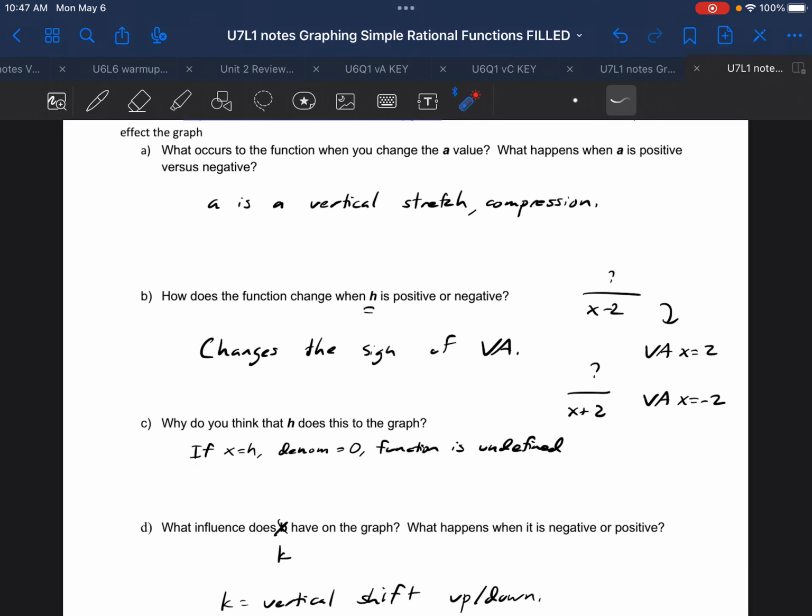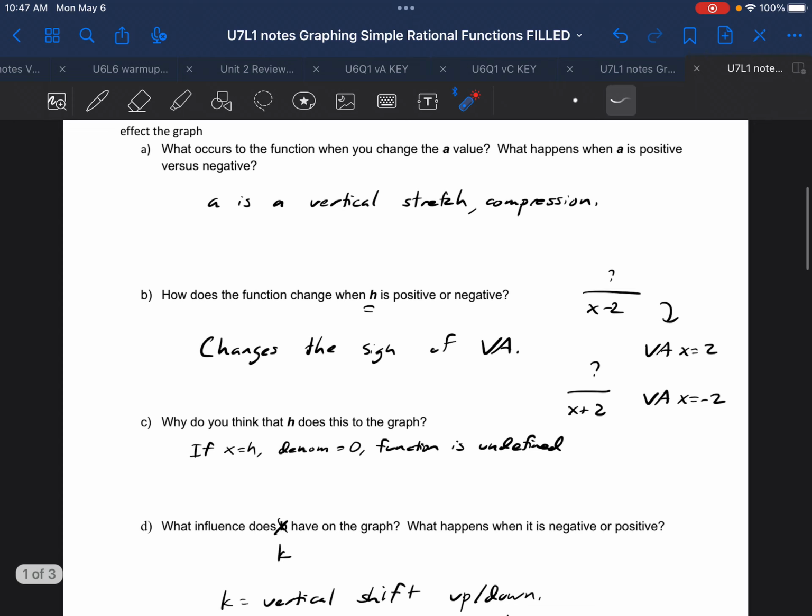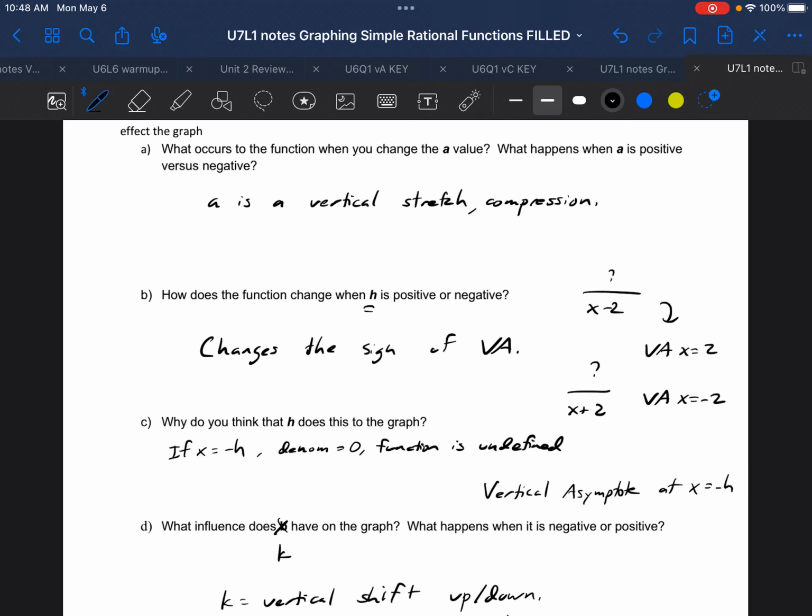If X is equal to H, and I just realized, guys, I got to make a change here. It should be negative H because we want the denominator to be 0. So if X is equal to negative H, the denominator is equal to 0, the function is undefined, and that means we have a vertical asymptote. I abbreviate that with VA. We have a vertical asymptote at X equals negative H.